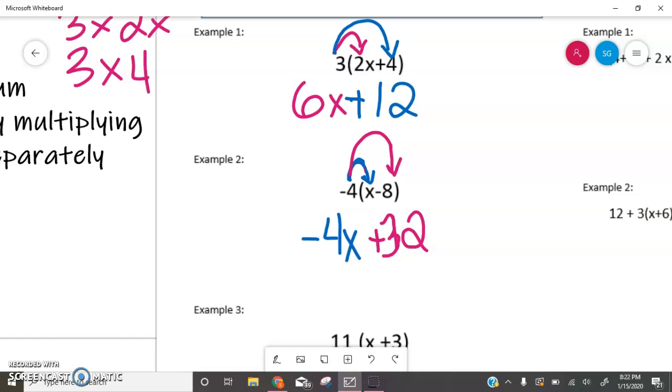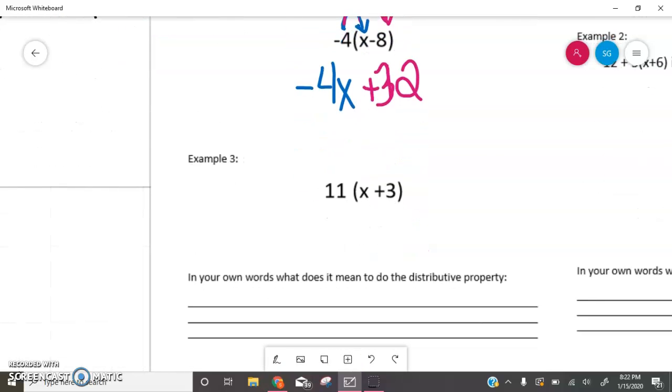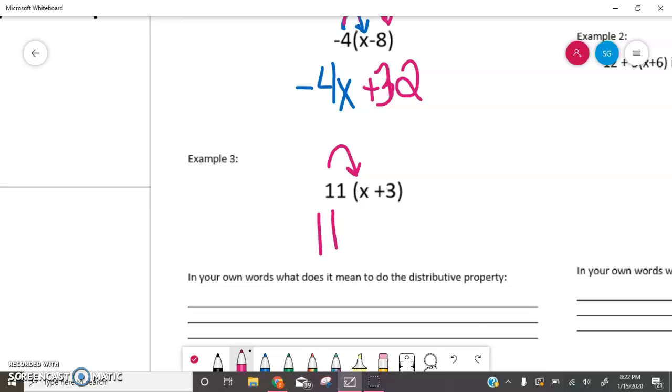Okie dokie. So now I want you to go ahead and try it out on your own. For example 3, what would that be when we distribute 11 to x plus 3? If we distribute 11 times x would give me 11x, and 11 times positive 3 would give me 33. So you should have gotten 11x plus 33. All right, in your own words, what does it mean to do the distributive property?